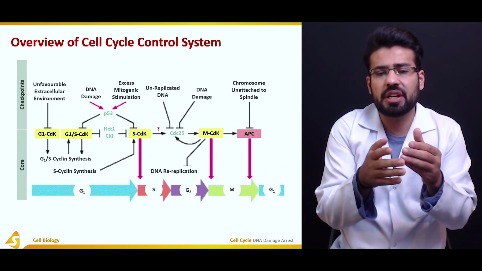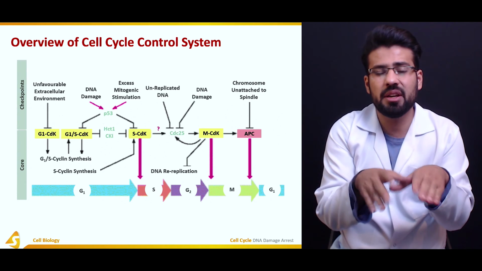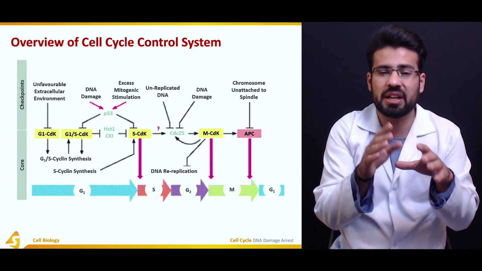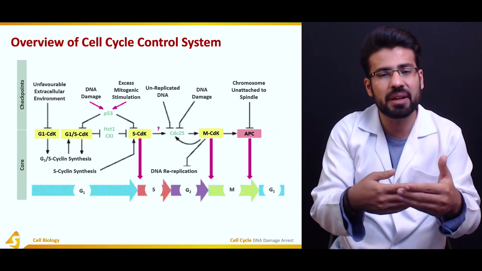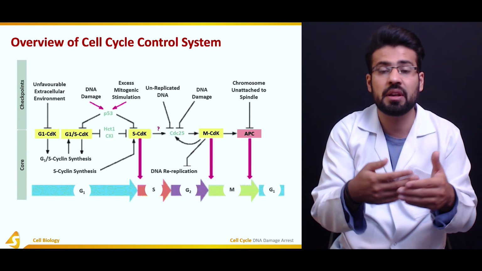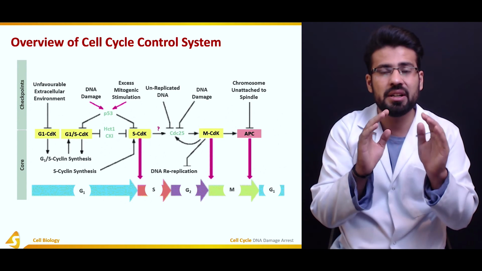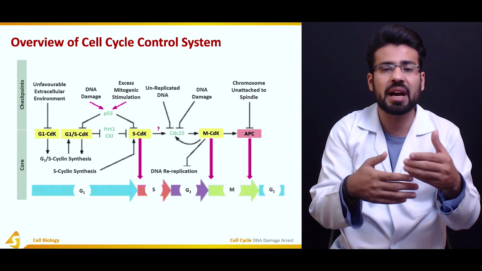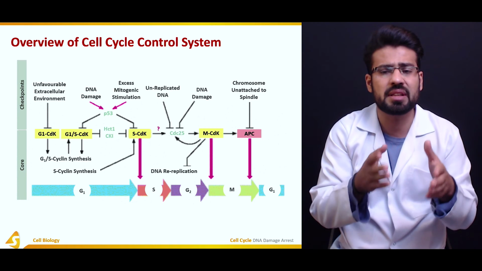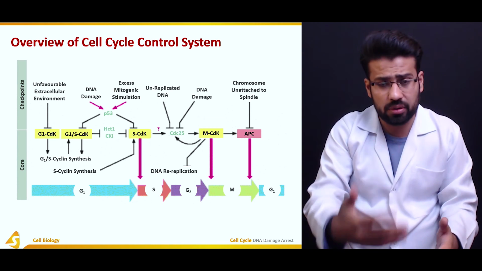So in the presence of DNA damage or unreplicated DNA, the CDC25 is checked, negatively regulated or inhibited. There won't be activation of mCDK, and the cell won't enter from the G2 phase into the mitosis phase.